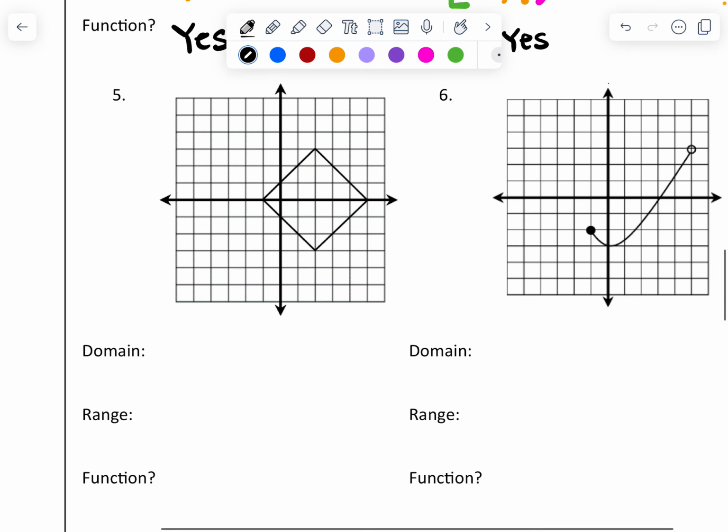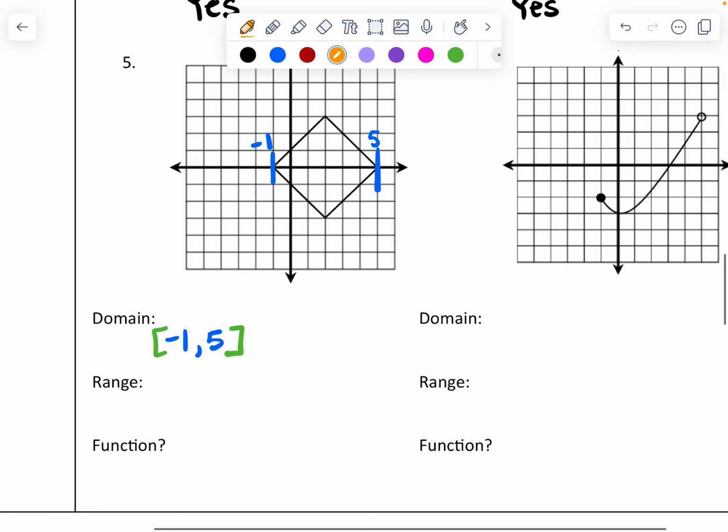Last 2 examples. For the domain, I have -1 and +5. And these would both be brackets. There are no open circles there. The range would be -3 to +3 with brackets. This is not a function. A vertical line would pass this graph twice.